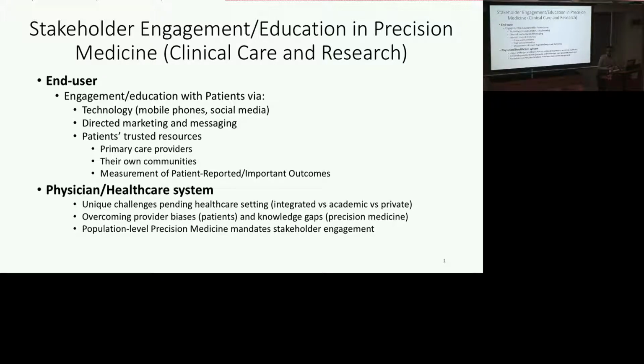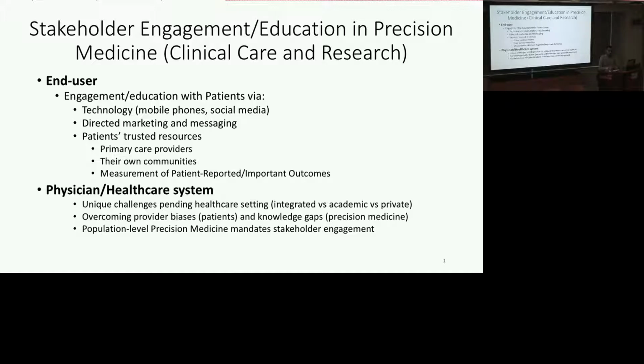Another thing, and I think this has been mentioned before, was the measurement of patient-important and patient-reported outcomes. What's important to us as researchers and clinicians and academics isn't necessarily what's important to patients, and so ensuring that there is uniformity and synergy there is important. From the physician and healthcare system perspective, again, this is hard.